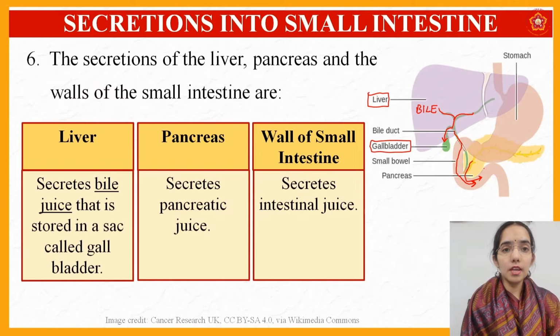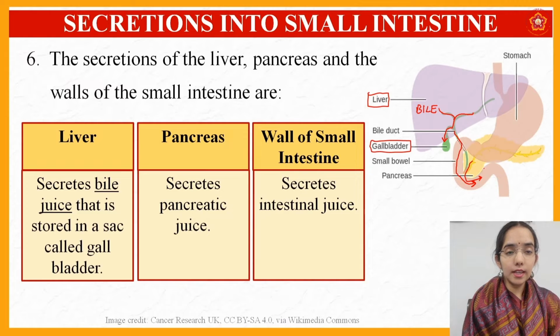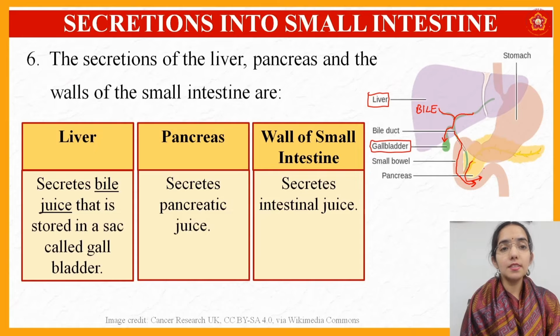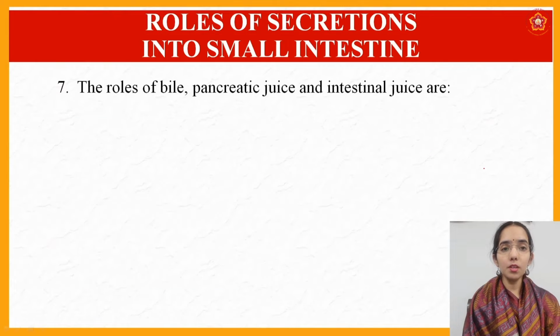The liver secretes bile. That bile gets stored in a sac-like structure called the gallbladder. From the gallbladder, this bile then enters into the small intestine. The pancreas secretes pancreatic juice, which is then sent into the small intestine. And the secretion of the walls of the small intestine is called intestinal juice.